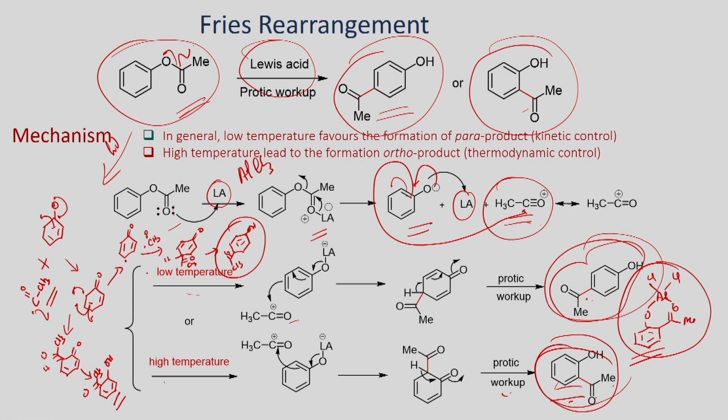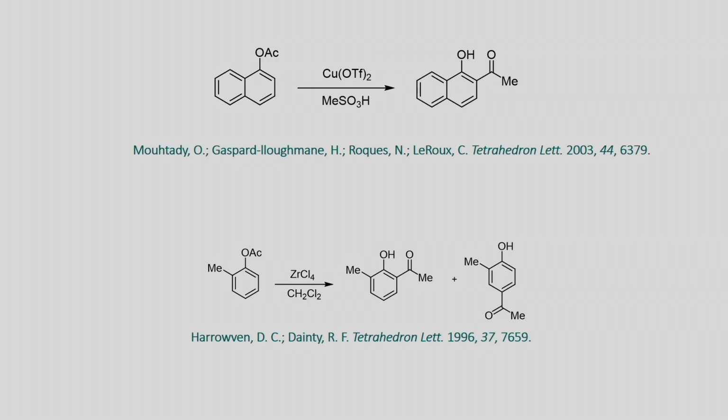If you carry out the reaction in the presence of light, it can undergo homolytic cleavage to give the acyl radical. And once you have the acyl radical, it can readily undergo reaction at the ortho and para positions to give you a mixture of keto compounds. Now, let us see some recent examples.